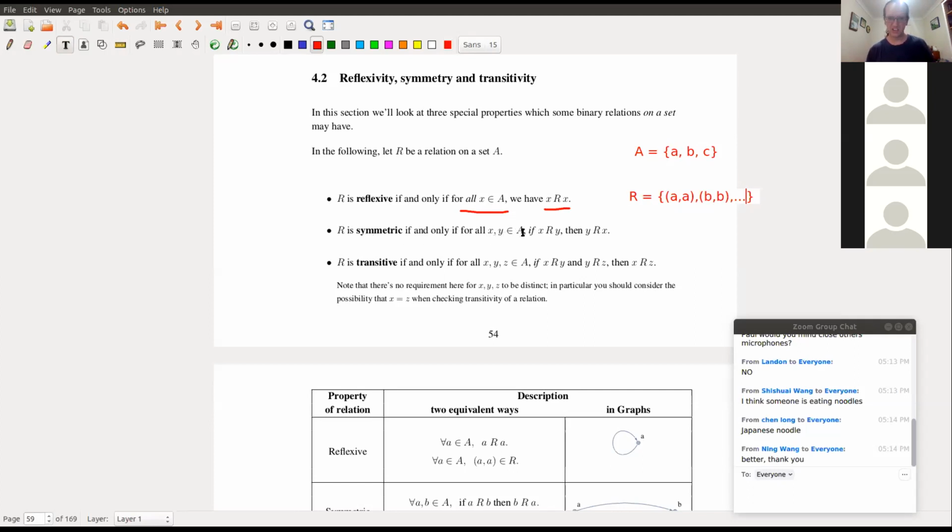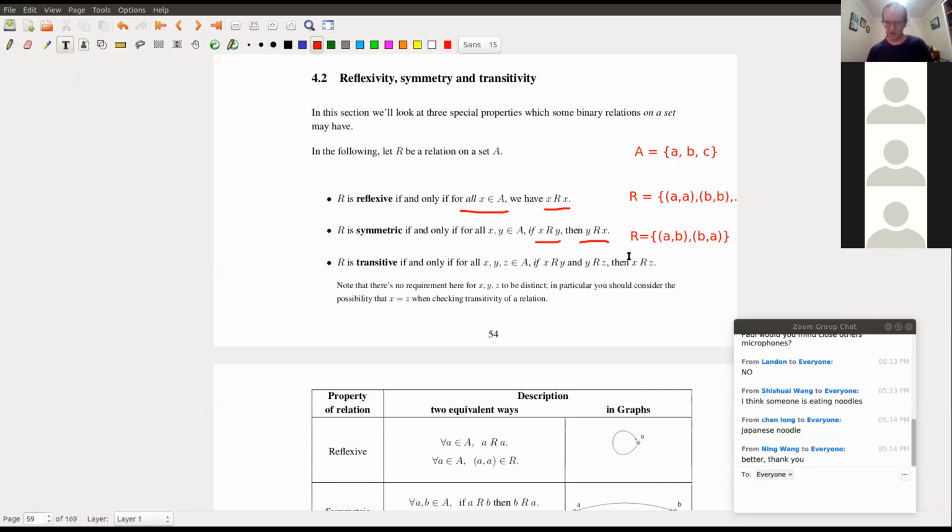Symmetric. So again, if you think in terms of tuples, if this one's in here, then this one is too. So you're going to have (a, b), and you're also going to have (b, a) as an element of your relation.